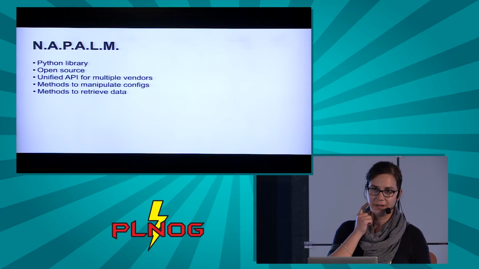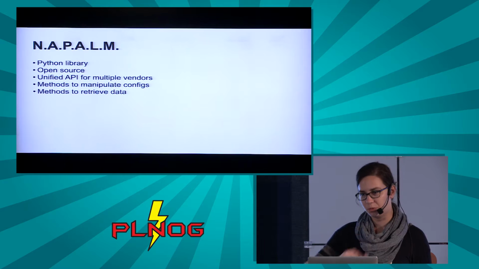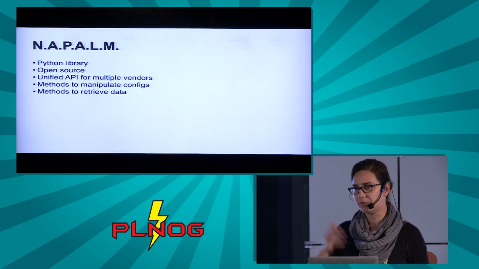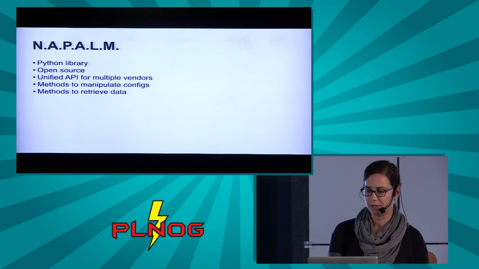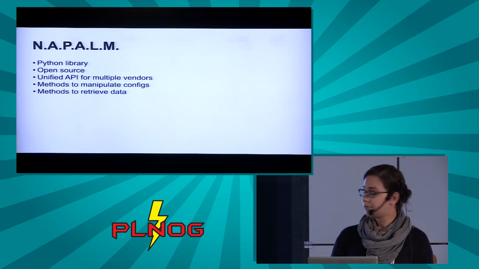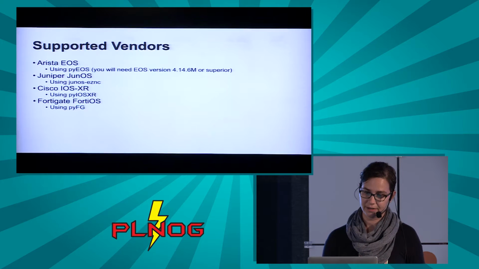So you can specify, I'm uploading a configuration to a Juniper router and it will do whatever it needs to do for Juniper, or upload configuration to a Cisco and it will do whatever it needs to do to talk to that Cisco. You can manipulate the configs. In a newer version, we also built in functions to retrieve data.